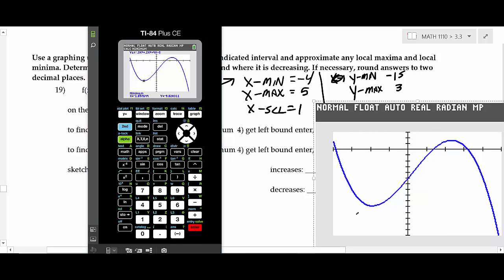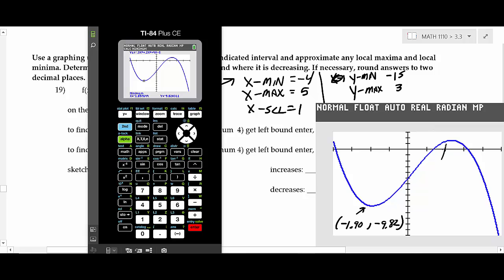So that point, let's just round this to like 2 decimals. That's going to be -1.897, so let's just say -1.90, and then -9.82. Okay, so that's what that minimum is.